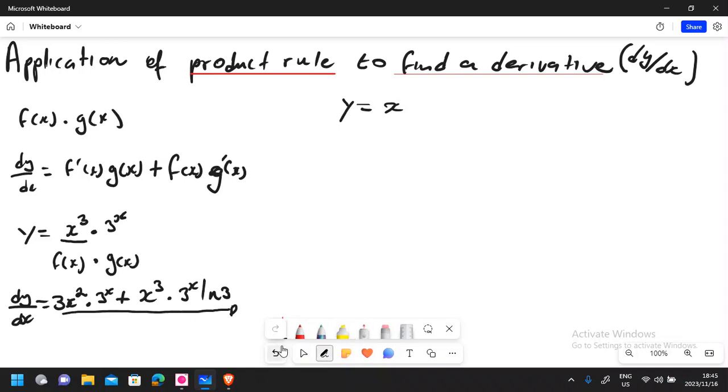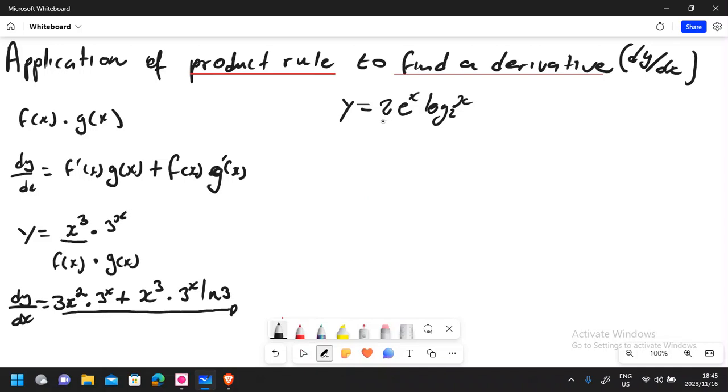Let me just do this. X is very simple. Let's just say we have 2, and then we have e to the power of x, and then we have multiplied by this time around, let's just say log x. Let's just say 2x. Okay. All right.